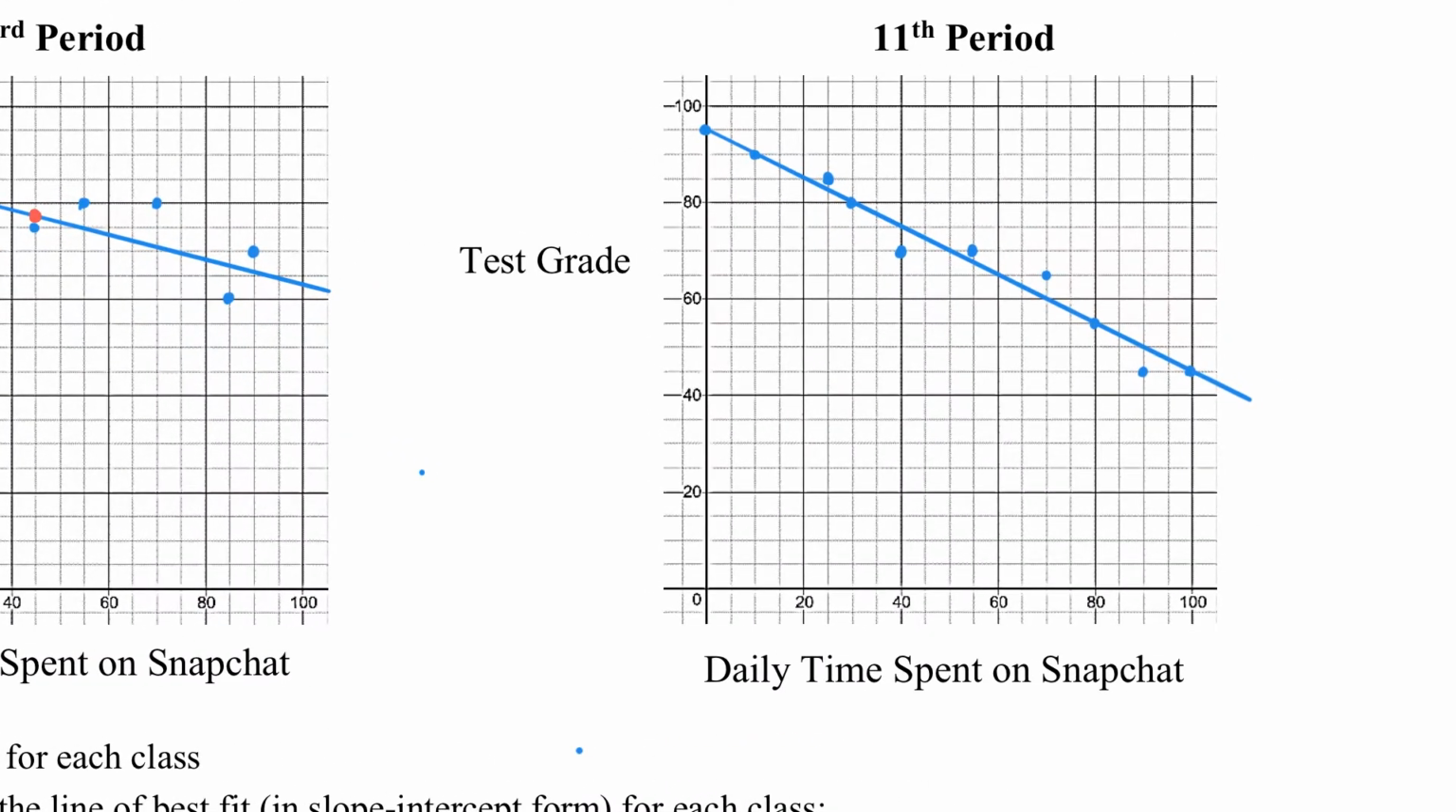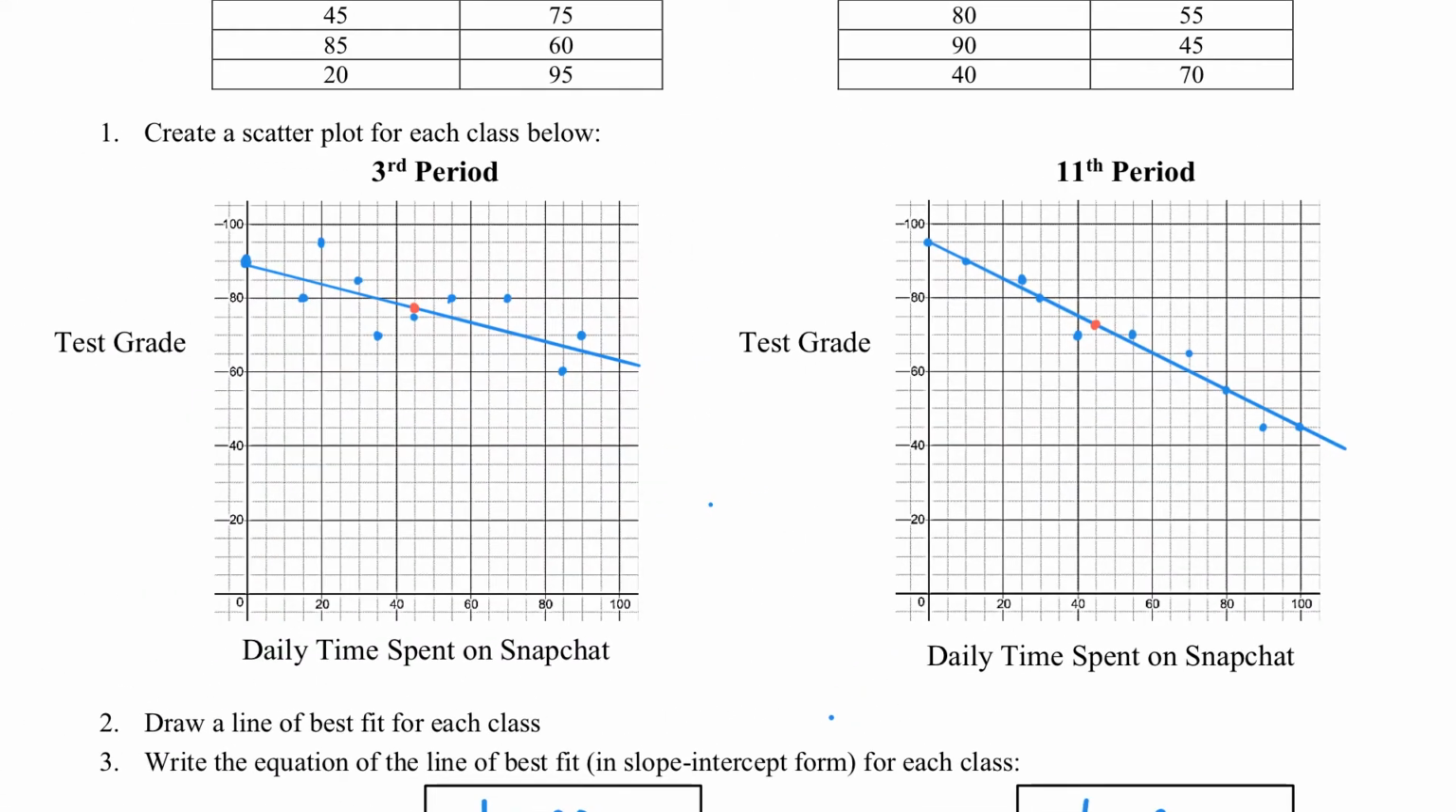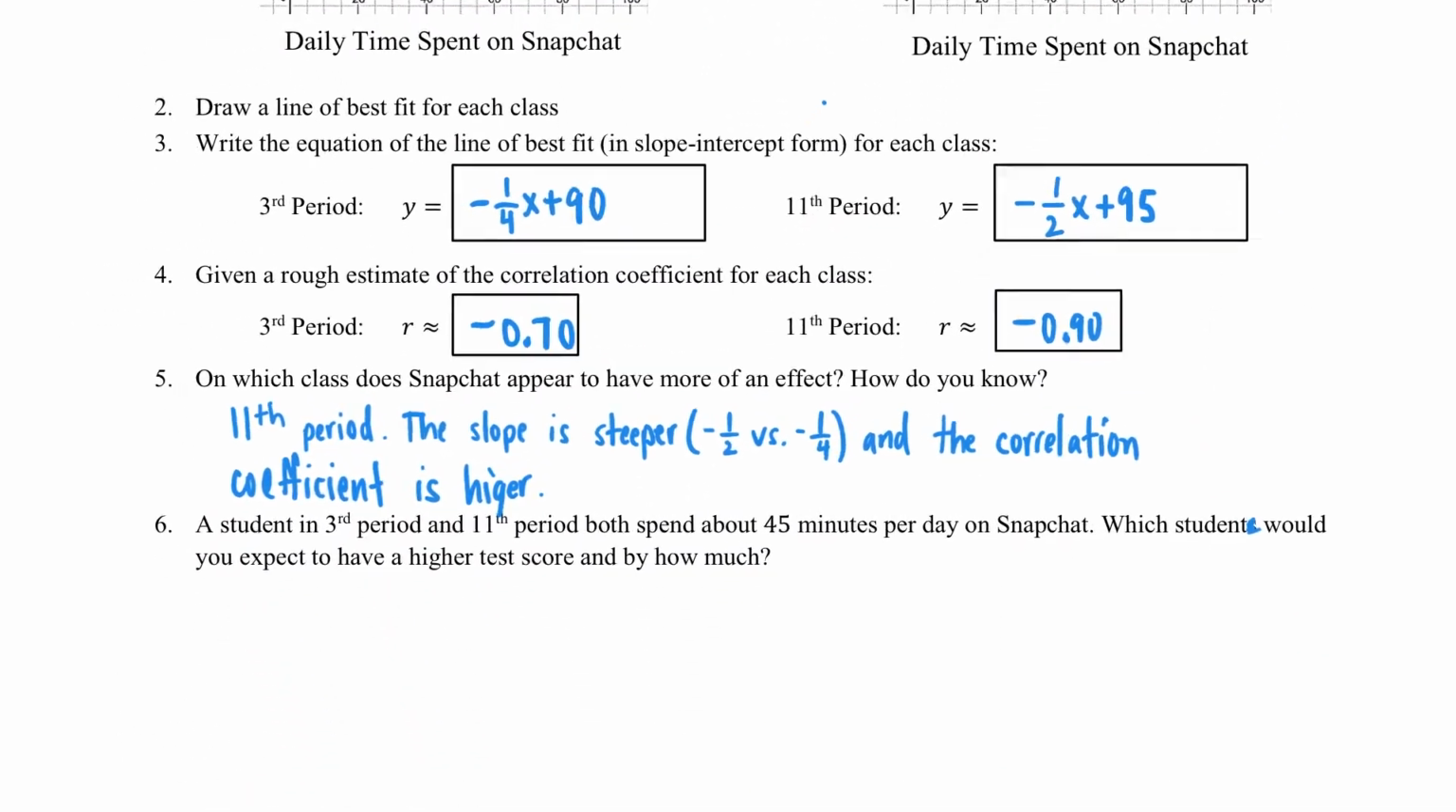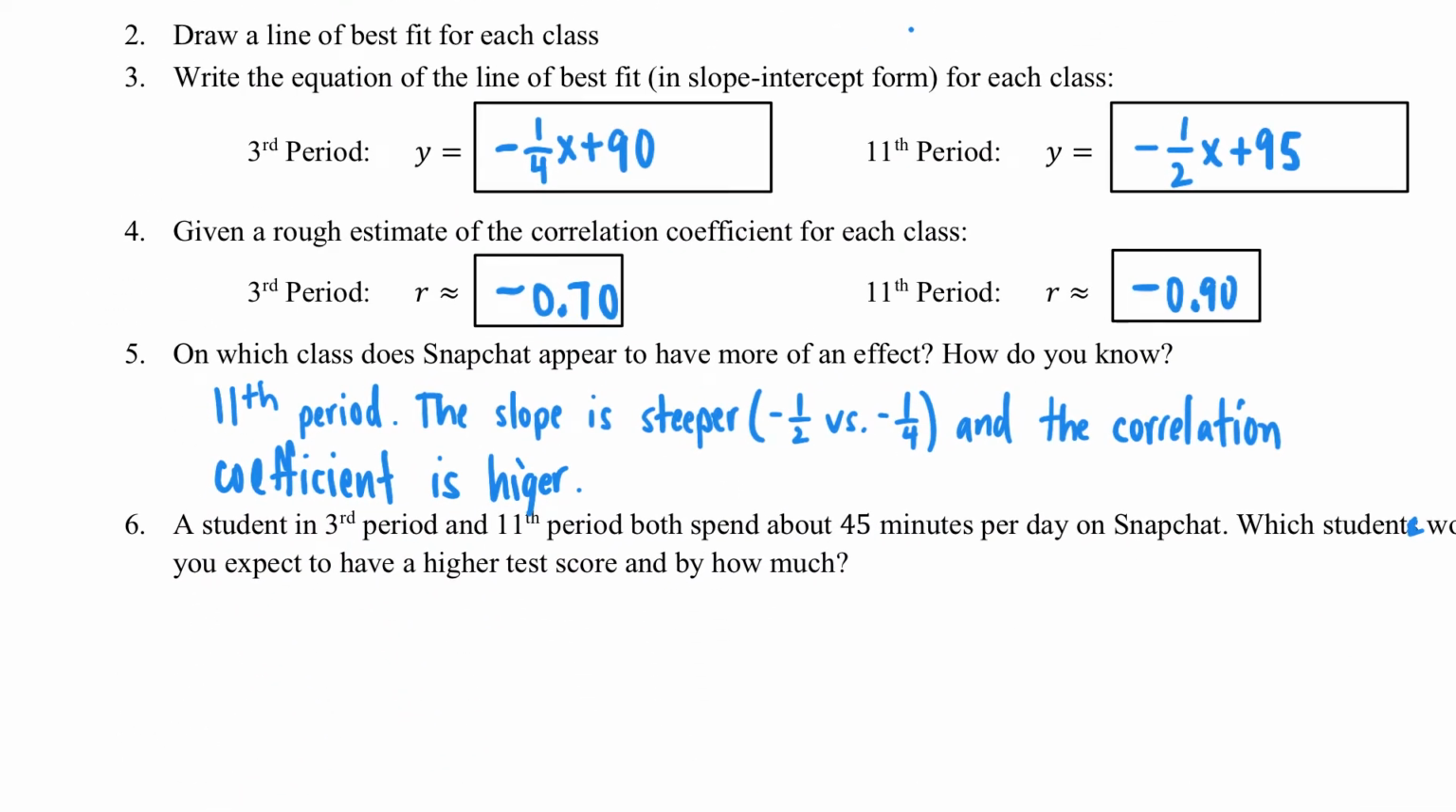How about somebody in 11th period? What are they going to score? They're going to score right here. And if you look, that number is closer to 72 or 73. So you can tell just from looking that the person in third period, you're going to expect that they're going to score a little higher.